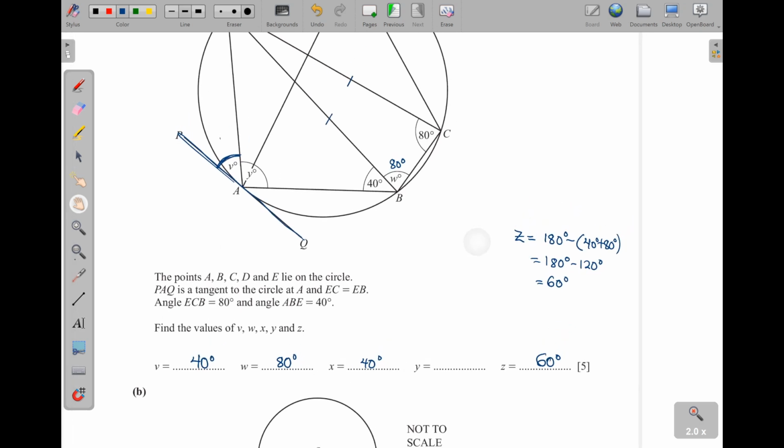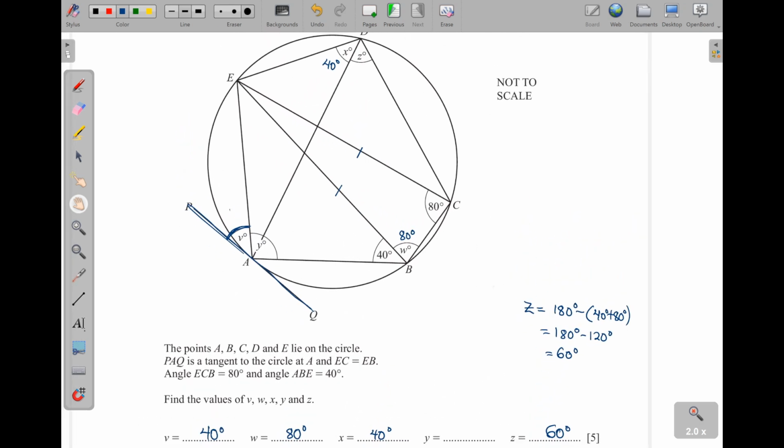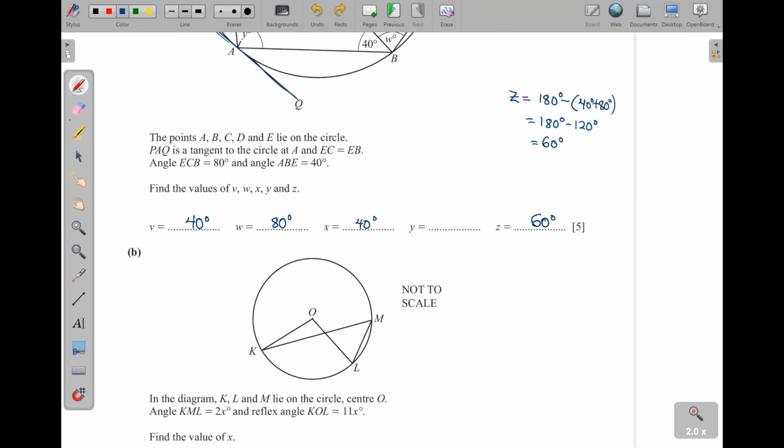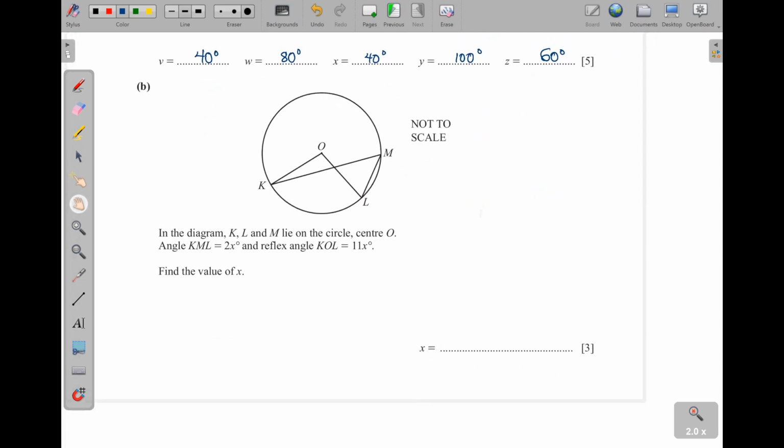And then what is our Y here? Our Y here, E, A, B, C, that is another cyclic quadrilateral. Okay, so meaning 80 here is opposite to this Y, the whole of this and this one here. So Y will be equivalent to 180, then we subtract the 80. So what will that be? 180 minus the 80. Of course, that has to be 100. So Y is 100.